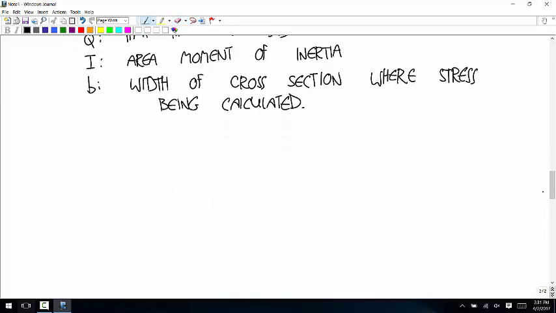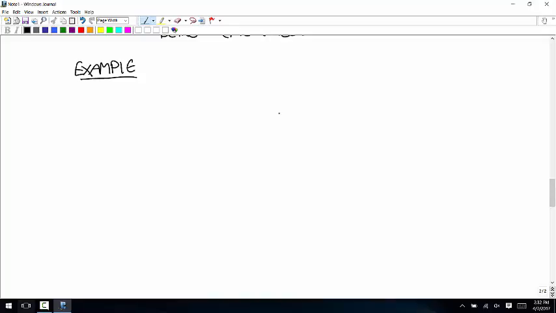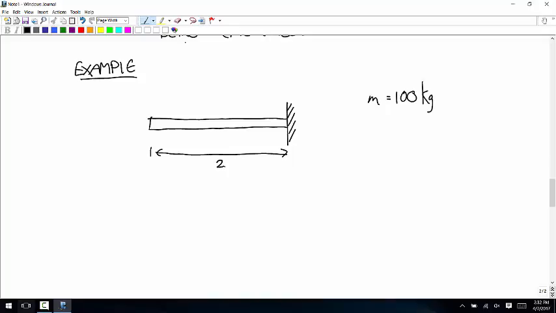All right, so let's do a full example. The thing is that now we can actually calculate the full stress tensor. Yep, that's what we're going to do. So let's say we have this beam. The mass is 100 kilograms, and it's 2 meters long. And then we're going to calculate the stress at the midpoint.